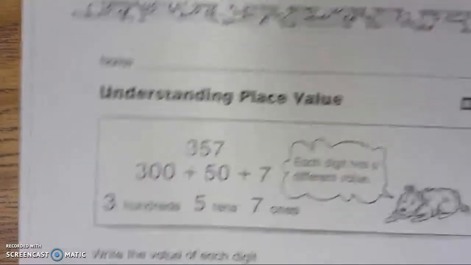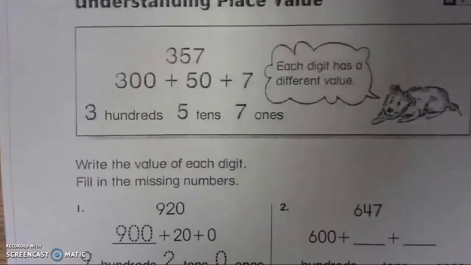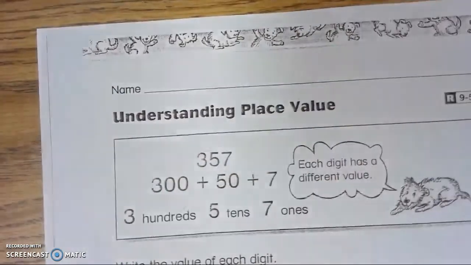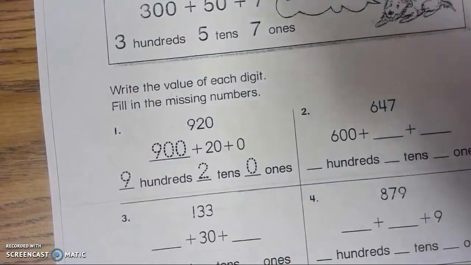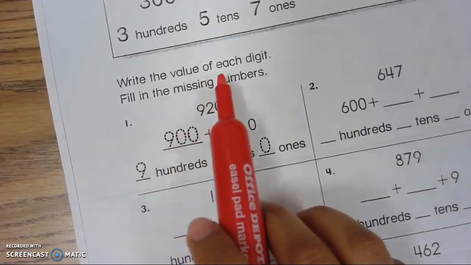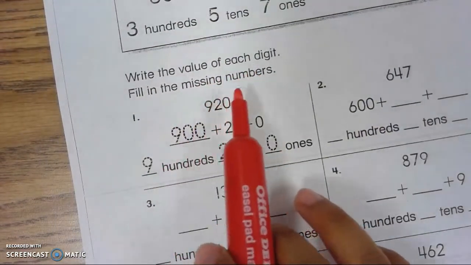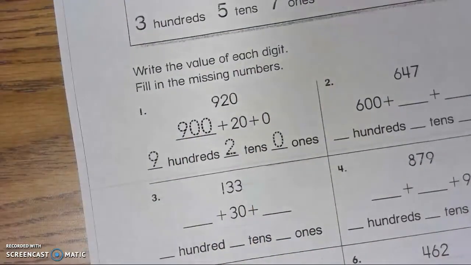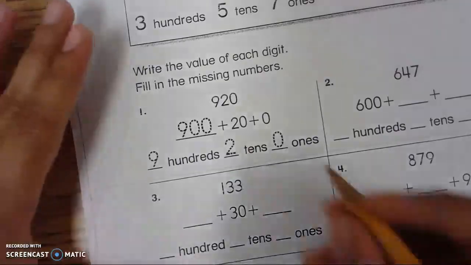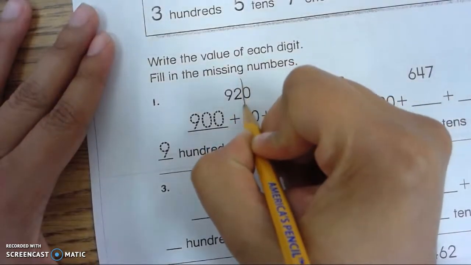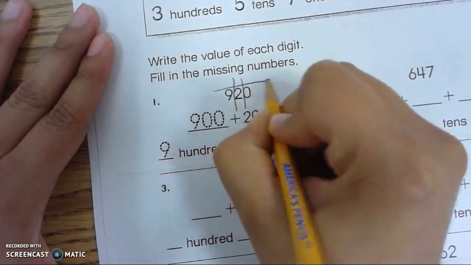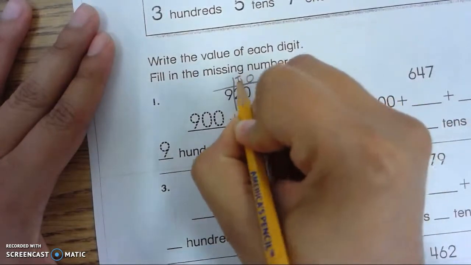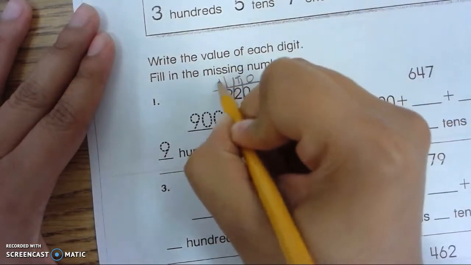Now, the back one is a little bit more complicated, so we have to pay attention. It says, write the value of each digit. Fill in the missing numbers. Well, what we're going to do is do our chart. We're going to put our ones, tens, hundreds.